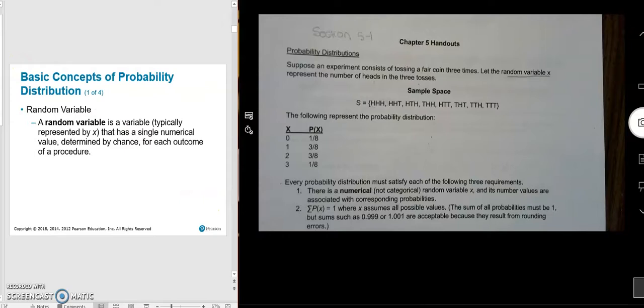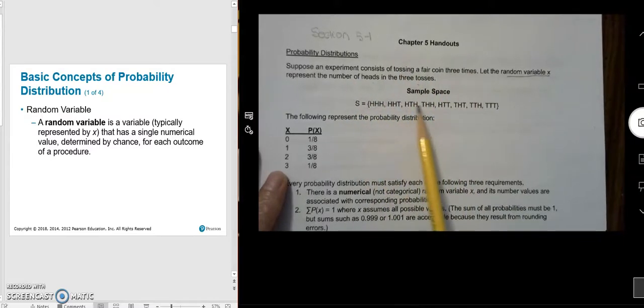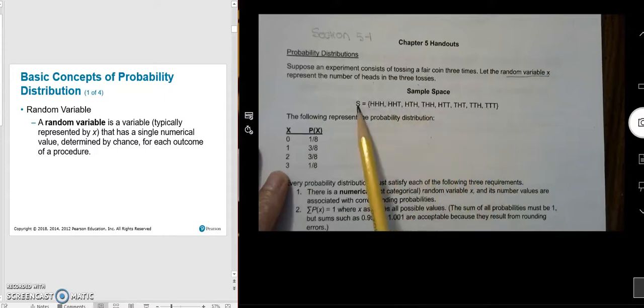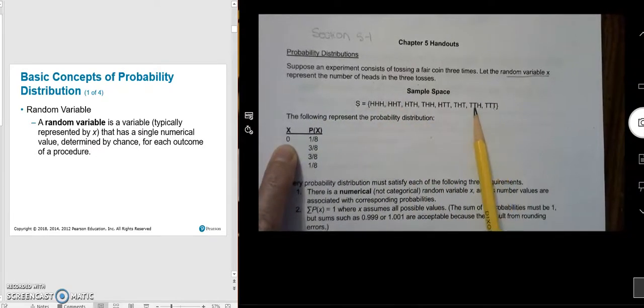A random variable is usually labeled with a letter like X, and it represents a single numerical value determined by chance for each outcome of a procedure. If we look at this example, the experiment is we toss a fair coin 3 times. These are all the outcomes of tossing a fair coin 3 times, so we call this our sample space. And X represents the number of heads. So the number of heads you could have is 0 heads, 1 head, 2 heads, or 3 heads. This right here is what we call a probability distribution.